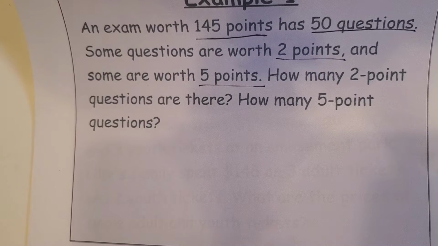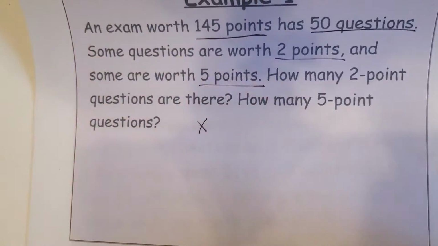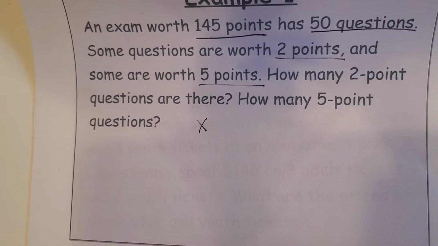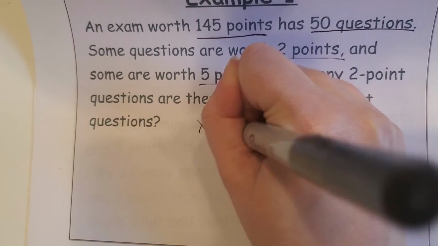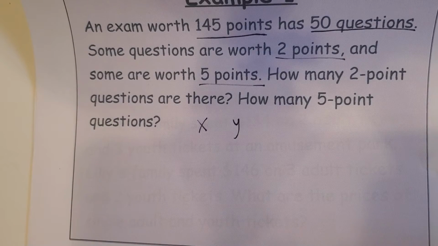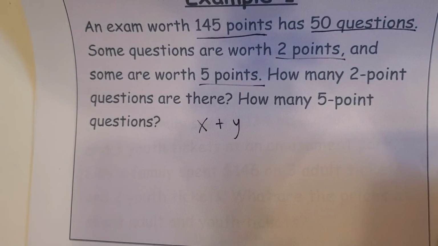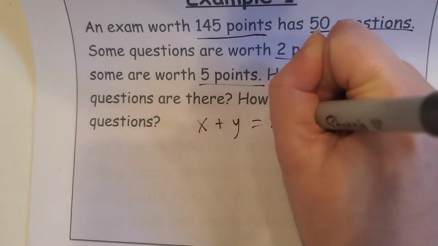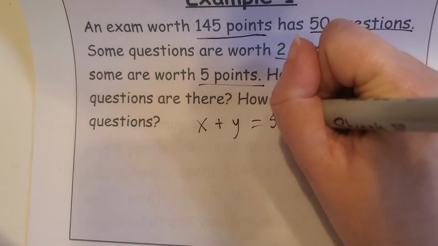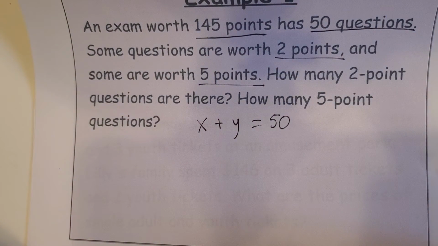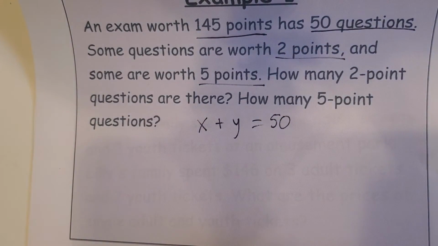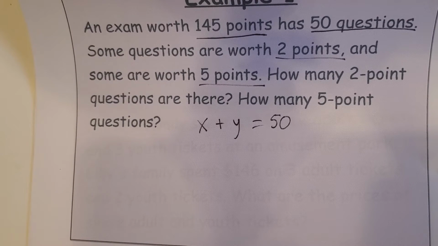So if you were going to write an equation to represent that, let's say X represents the amount of 2-point questions and Y represents the amount of 5-point questions. So the total of X plus Y, 2-point questions and 5-point questions, equals 50 questions in total. That's the first equation. That deals with the number of questions. And the other equation is going to represent the point value.